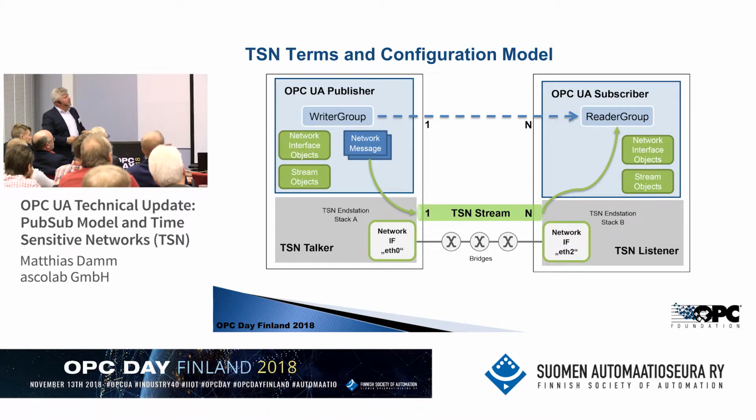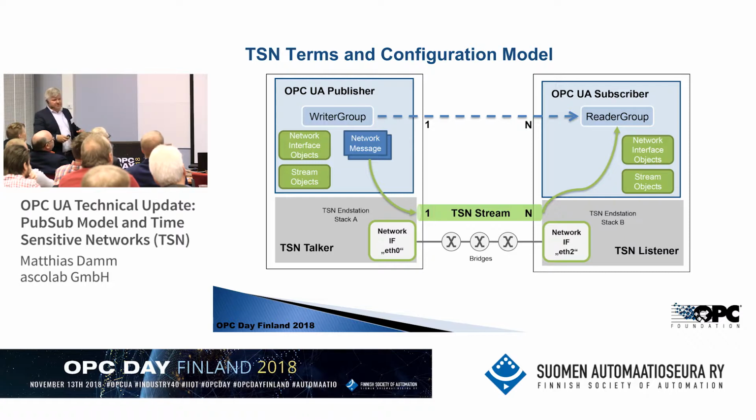And in OPC UA, we need a mapping of the TSN layer into the configuration model and the data plane. So the network messages from a group are sent through a TSN stream to the listeners and therefore to the subscribers in OPC UA terms.